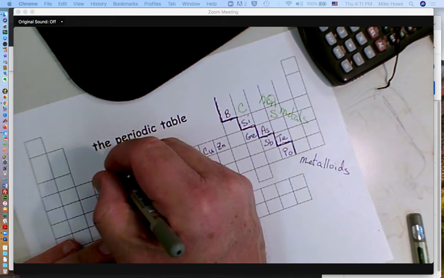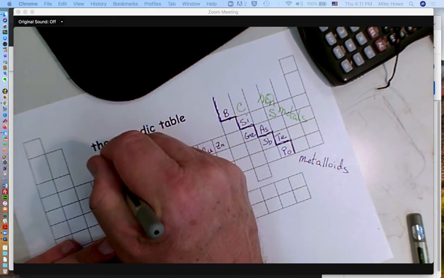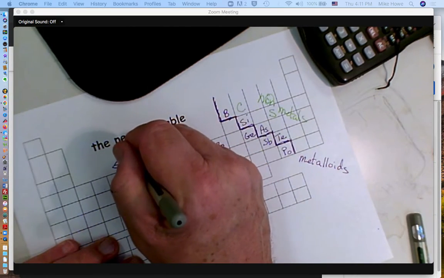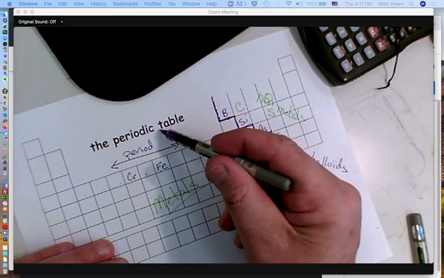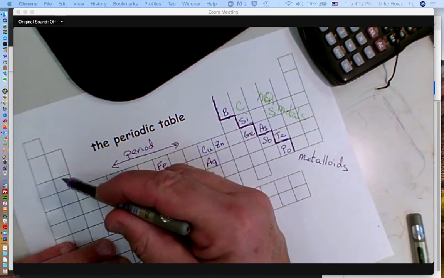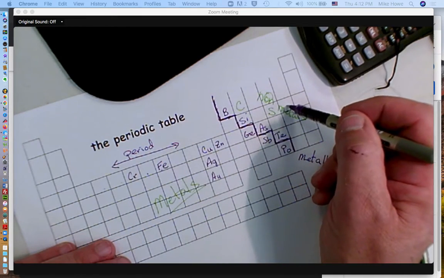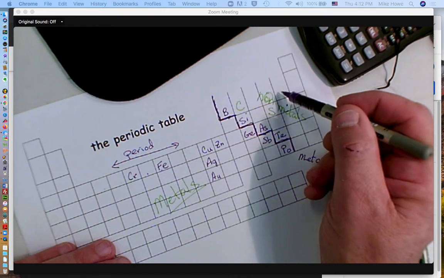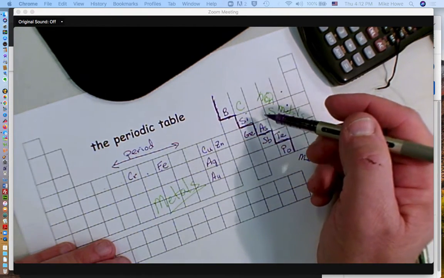Now, horizontally on the periodic table, just generically, each row is called a period. The reason it's called a periodic table is because the properties of the elements repeat periodically. Like if you run through here and you get to this element and you come back, it turns out that this element has very similar characteristics to this element. So there's periodic repetition. That's why it's called a periodic table.